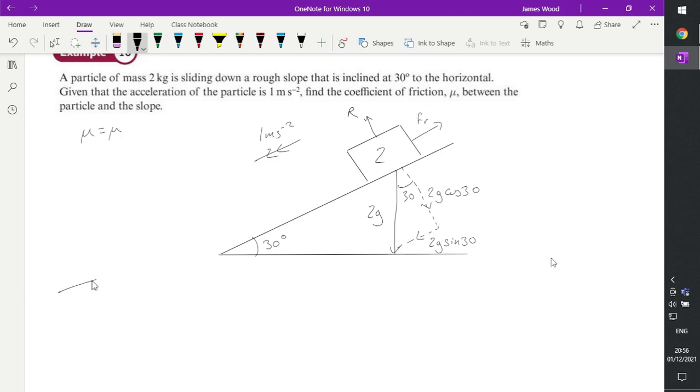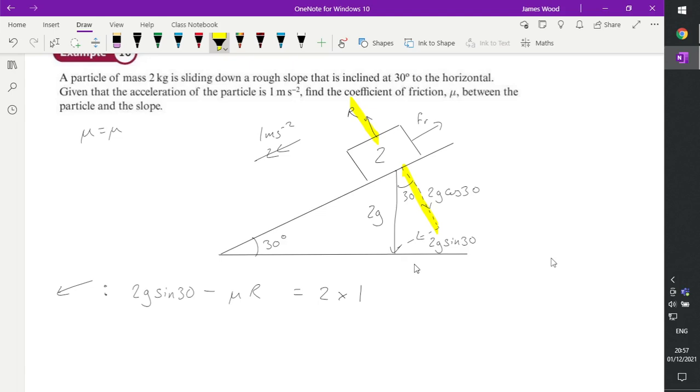So if I resolve down the slope, which is the way that it's accelerating, then I've got 2g sine 30, so this force here, minus the friction. And remember, the friction is equal to mu R, and then that equals ma, so that's 2 times 1. Now we don't know what mu is, that's what we want to find. And R we find by looking at the perpendicular forces here and here.